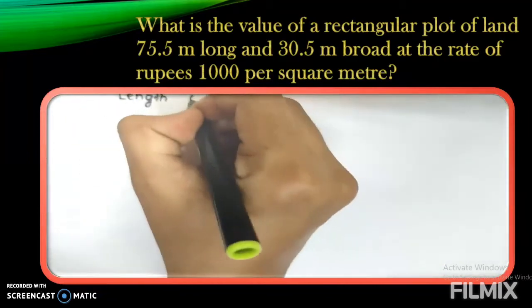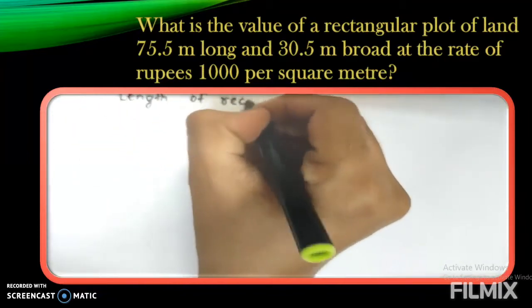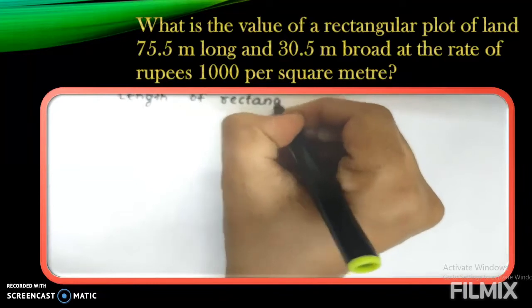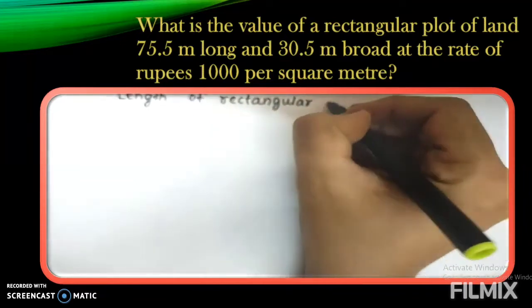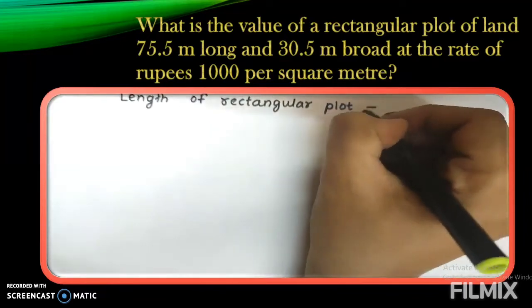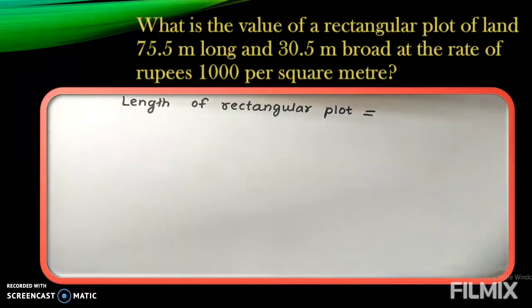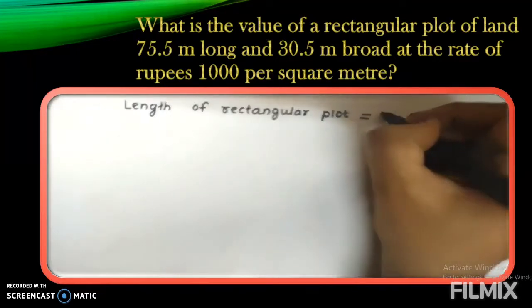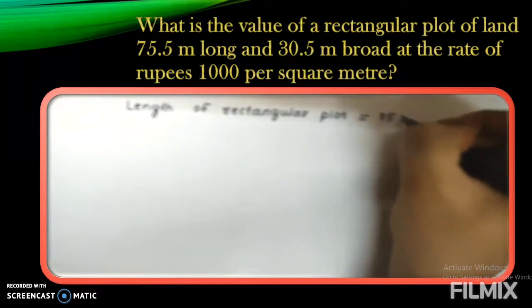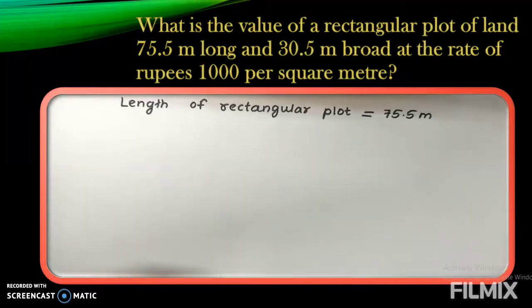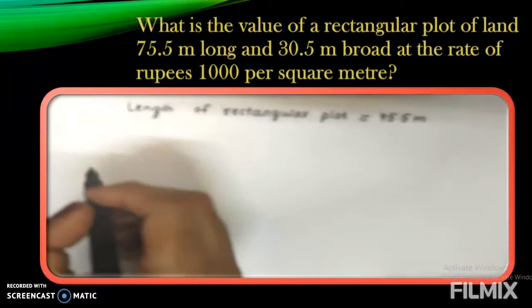Length of rectangular plot is equals to, what is the length given? Length is given 75.5 meters. Then breadth also is given to us.